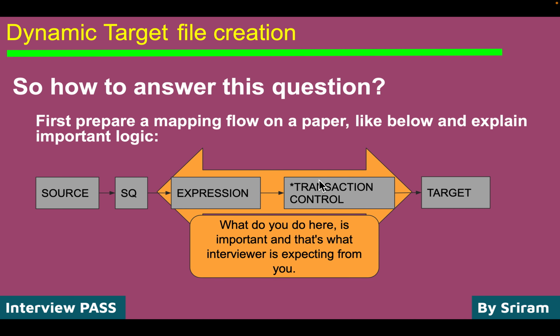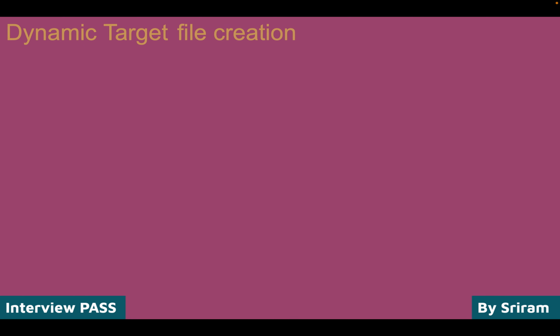These are very important here, expression and transaction control. What you do here is important, and that's what the interviewer is expecting from you: the proper explanation of the expression, why you're doing that and why you need a transaction control here. Not all the time we need transaction control, that's why we have a star here. It's conditionally applied, so sometimes we need it, sometimes we don't, depending on the requirement. Let us see how it goes.